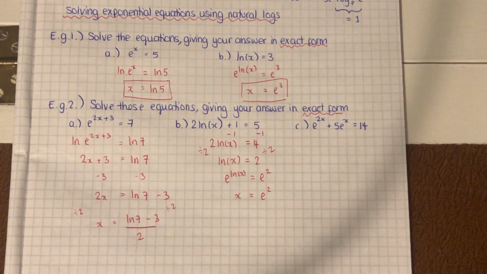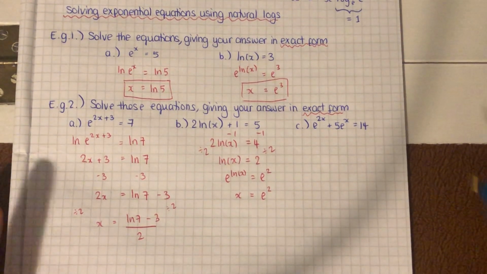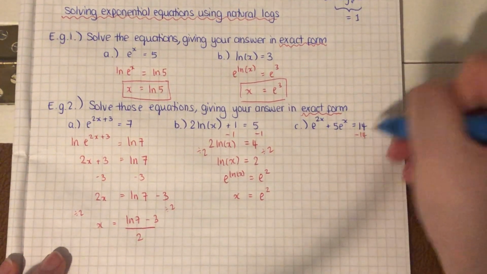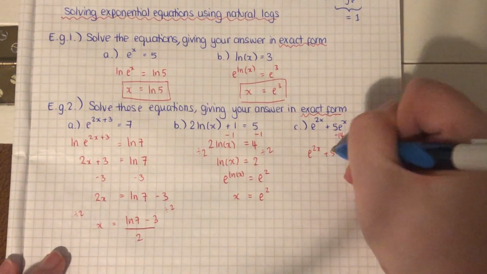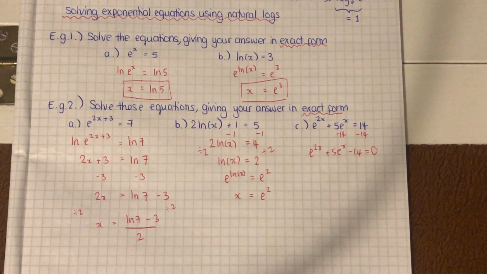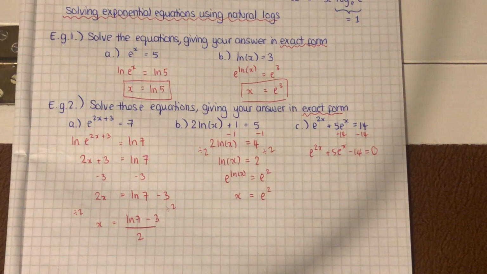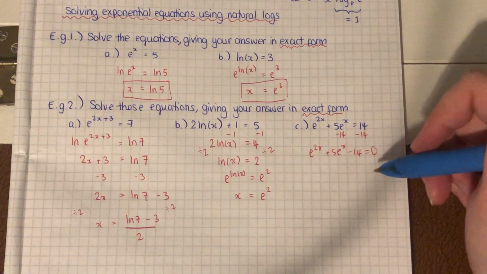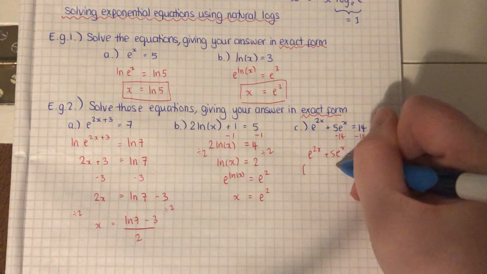Now the next one is just another one to look out for. This one is a quadratic one. So the first thing I want to do is I need it to be equal to 0 to be able to solve it. So I'm going to subtract 14 from both sides. So e to the 2x plus 5e to the x minus 14 equals 0. Now I'm going to leave it as e to the x. You could write that y is equal to e to the x and substitute it in so that it's a little bit easier to factorise, but to be honest it's not that much easier.